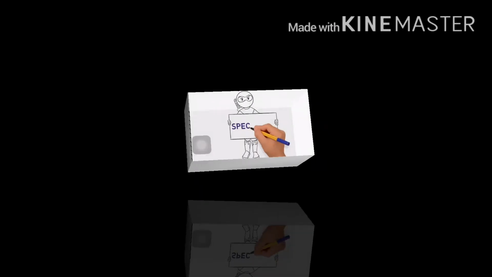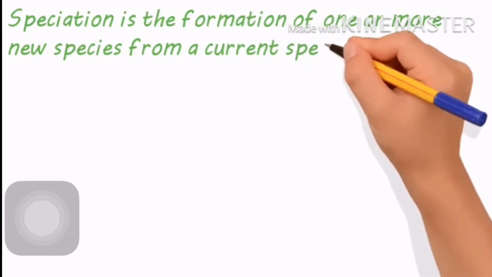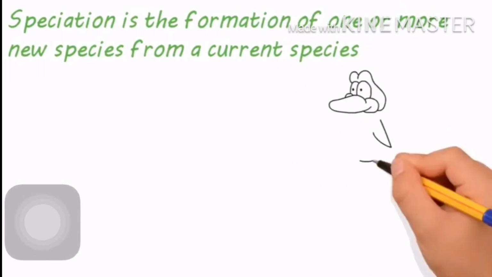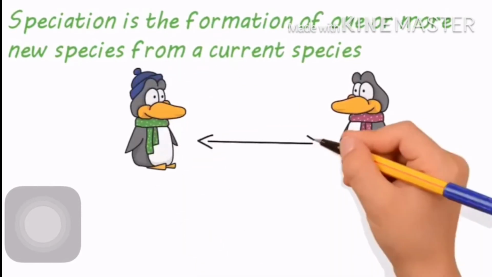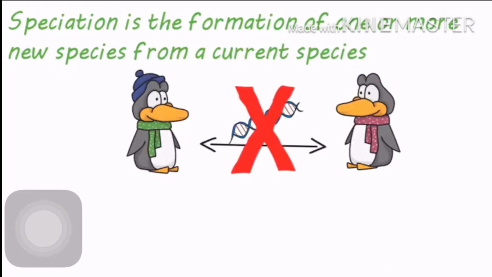Today we are talking about speciation. Speciation is the formation of one or more new unique species from a current species. In order for one species to split into two or more, a faction within the species must not share its genetic information with the rest of the species. This is called reproductive isolation.